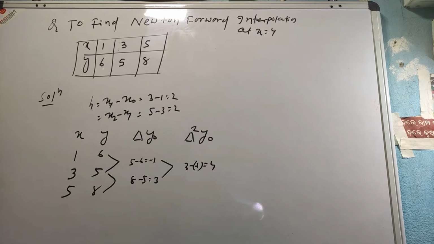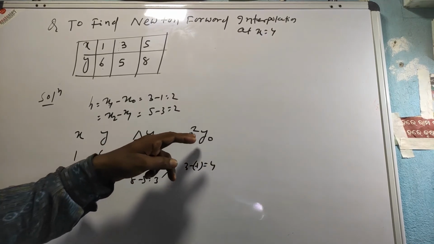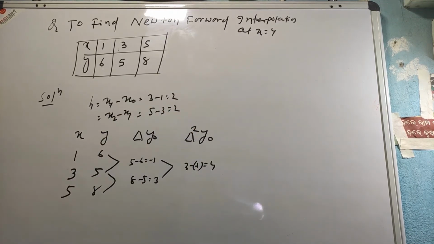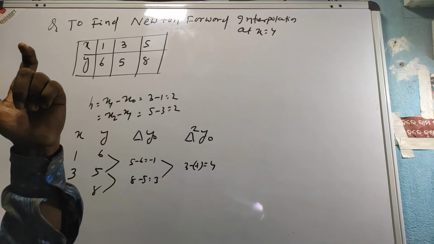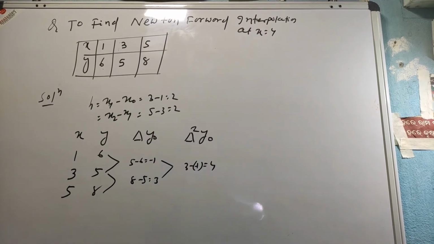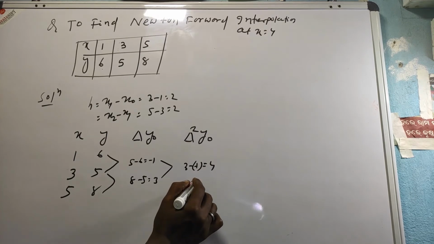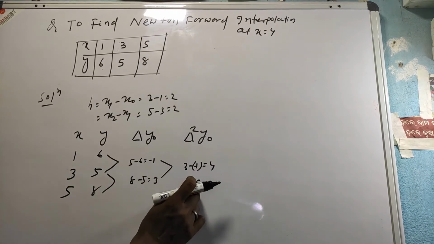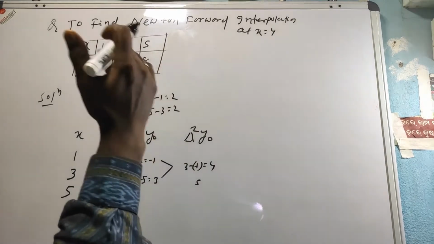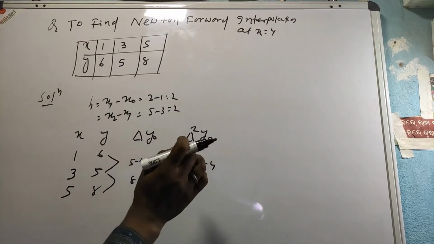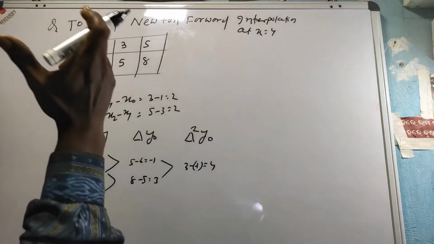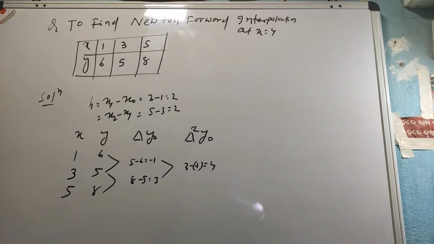So in this case of del y0, del square y0, we can proceed. But when we get a single value at a place, we can stop. Suppose we are getting two values, we can proceed to del cube. But in this case we are getting only a single value, so we stop and do not proceed.